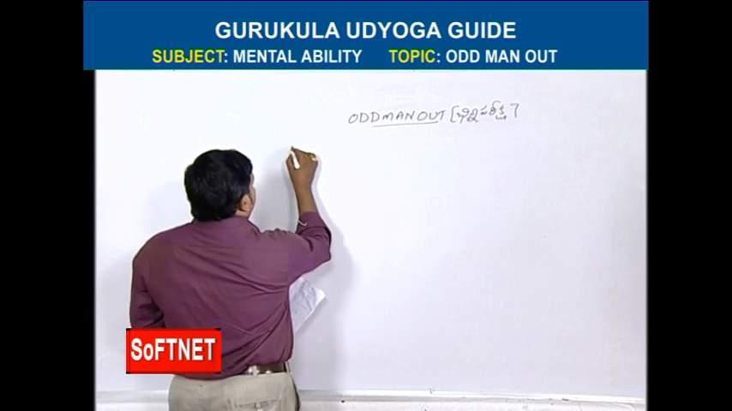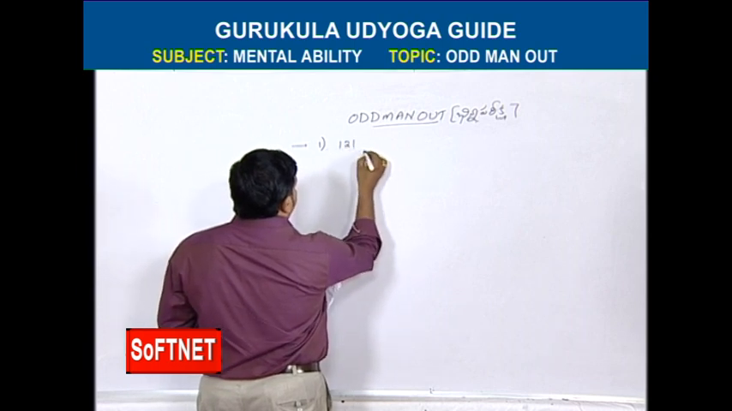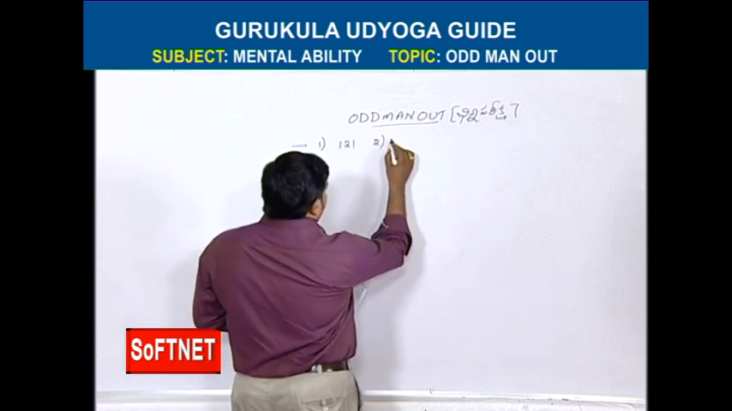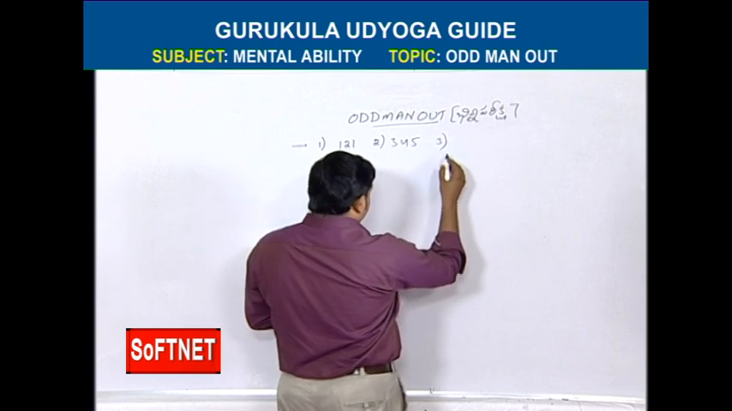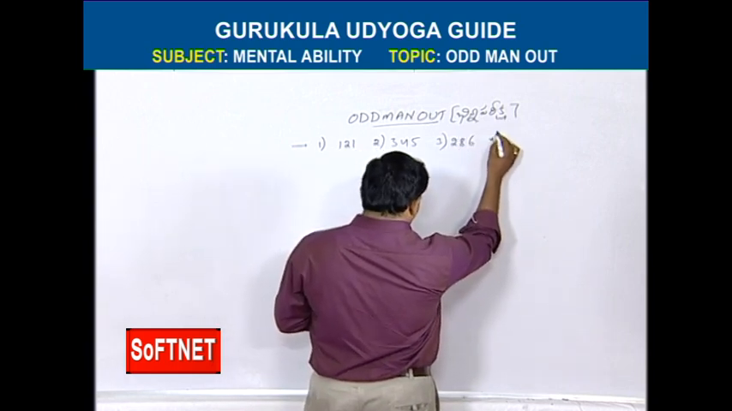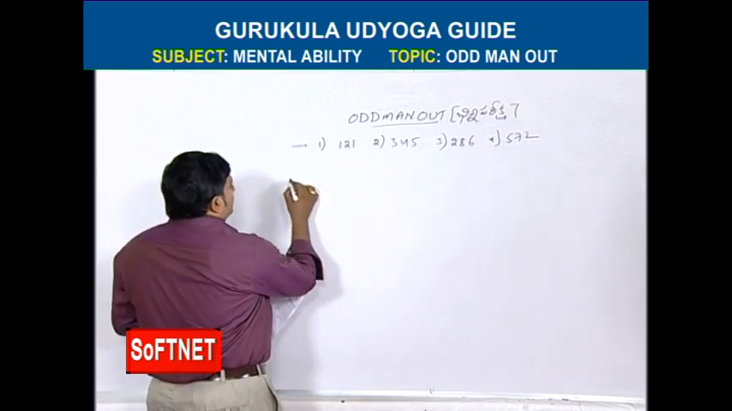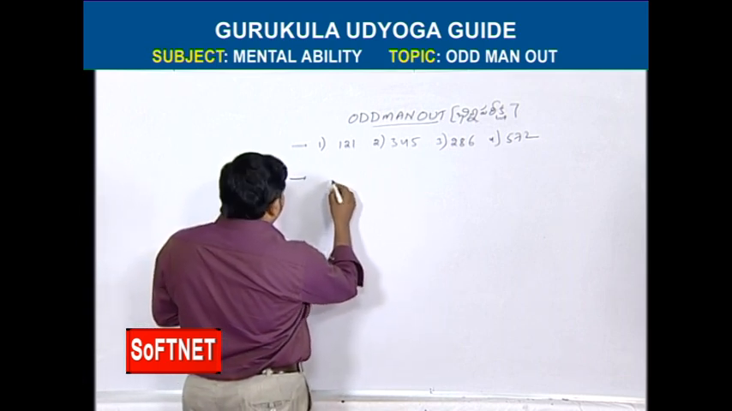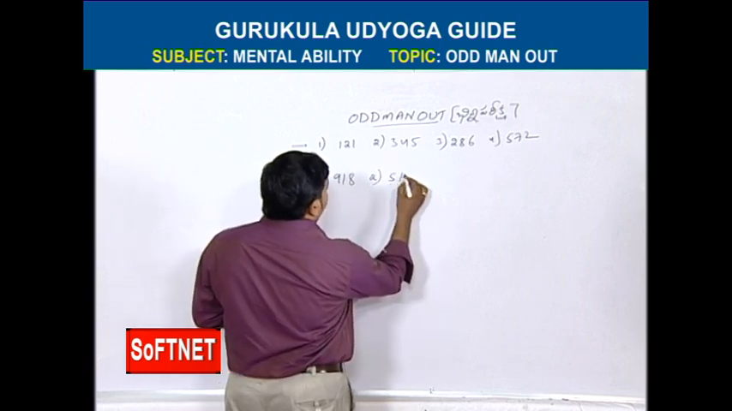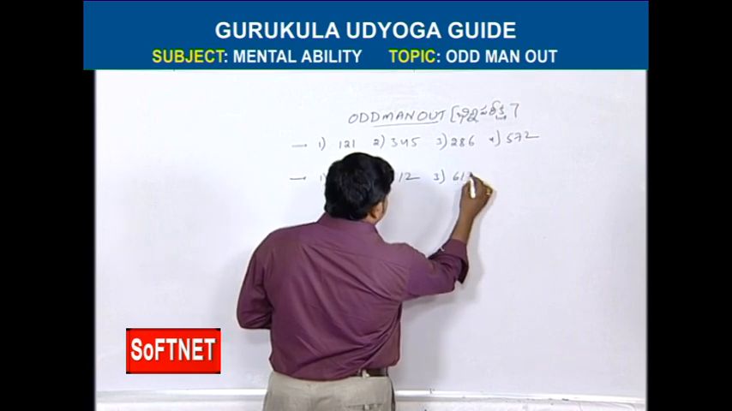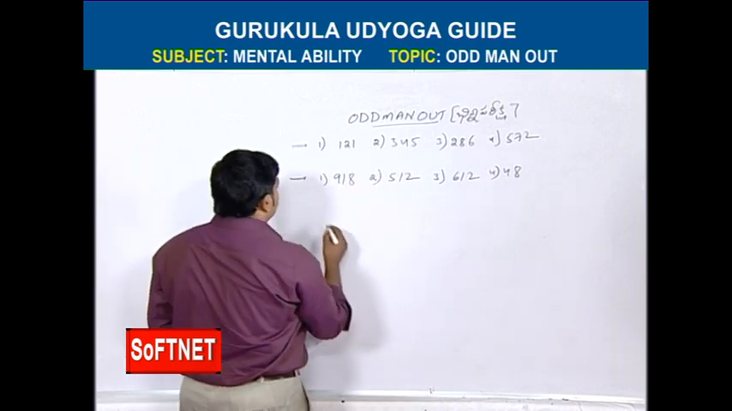See the next question. The first option is 121, the second option is 345. Observe the third option: 286, and the fourth option is 572. Next question. In the next question, the first option is 918, the second option is 512, the third option is 612, the fourth option is 48. We will discuss that.